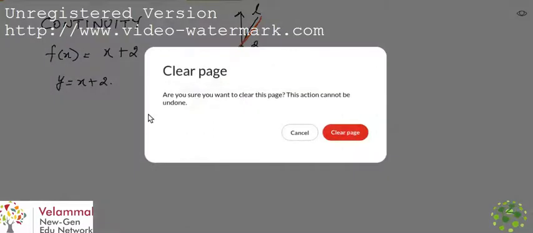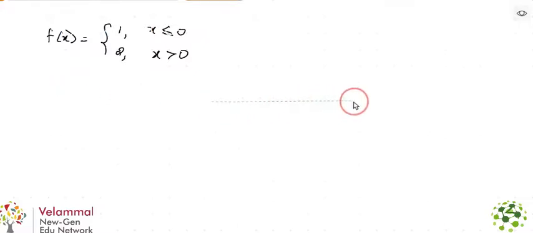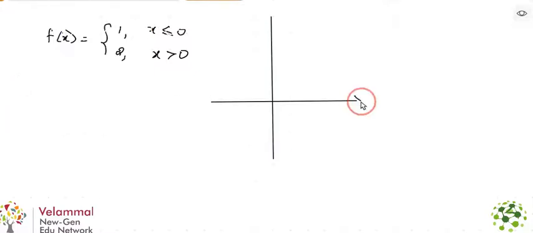Suppose I have a function f of x is equal to 1 when x is less than or equal to 0 and 2 when x is greater than 0. Let us draw this function. You know at 0 the function is changing. So I must be very careful at that point. Last year you studied limits, no? Whenever there is a change in the function, you must be careful.